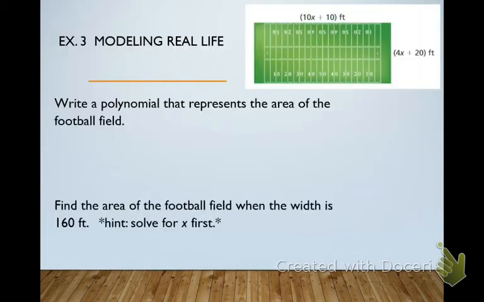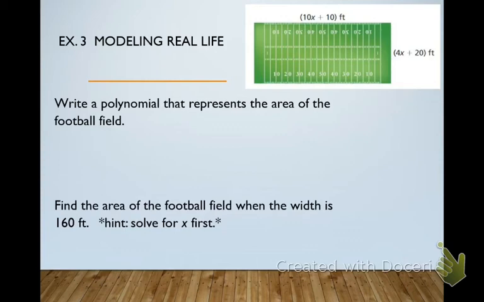All right, last example deals with a football field. Okay, so a lot of you guys can relate to football field. Either we go to football games, we watch football games, or we play in football games. Football field, here we go. Write a polynomial that represents the area of the football field.